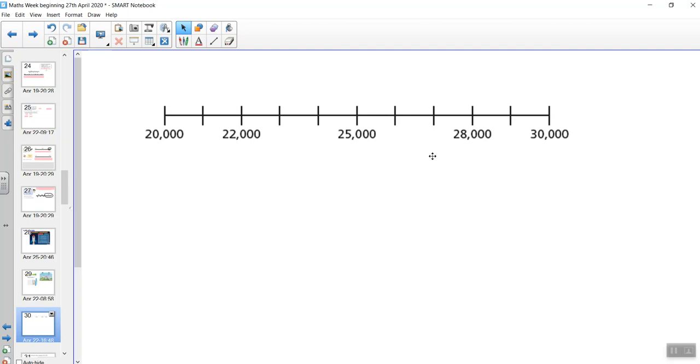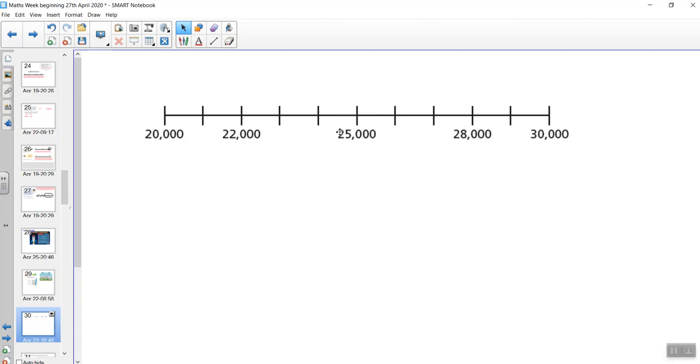Let's look at the other side here. 28,000. If I want to round it to the nearest 10,000, I can see on my number line it's closer to 30,000 than it is to 20,000. So 28,000 would round up to 30,000.